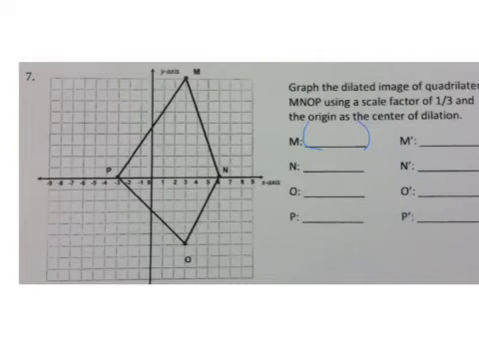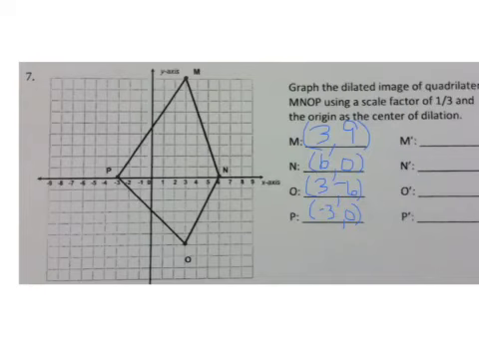So point M looks like we're going right 3 and then up 1, 2, 3, 4, 5, 6, 7, 8, 9. And point N, we're going right 6 and staying at 0. Point O, we're going right 3 and down 1, 2, 3, 4, 5, 6, so negative 6. And point P, we're going left 3, so negative 3 and staying right at 0.